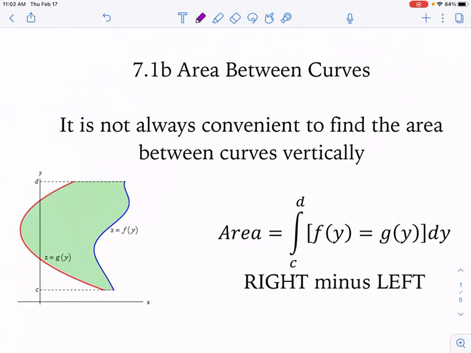Okay, so there are times where it is not particularly convenient to find the area between curves vertically. For instance, this one right here, we would have to break this up into like 5 different integrals. No, let's not. Instead, how about we take the integral with respect to y, and we take right function minus left function and just integrate with respect to y. Be way better.